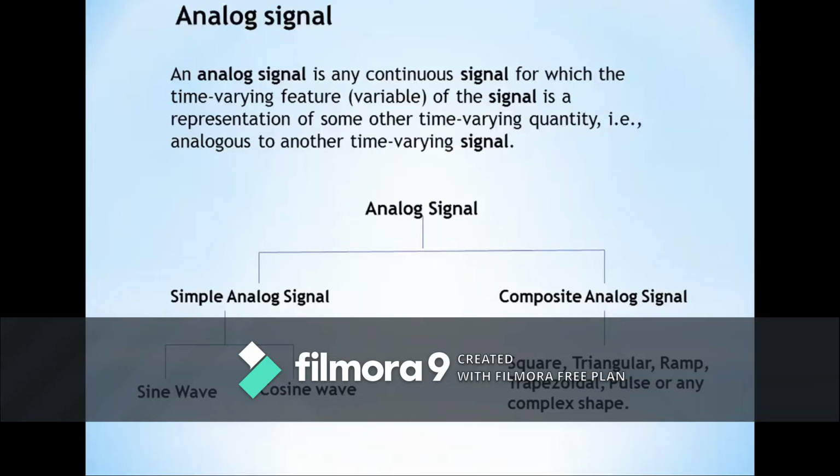Composite analog signal. A composite analog signal is made up of multiple sine and cosine waves of different amplitudes added to or subtracted from each other. Examples of composite analog signals are square wave, triangular wave, ramp, trapezoidal signal or pulses.